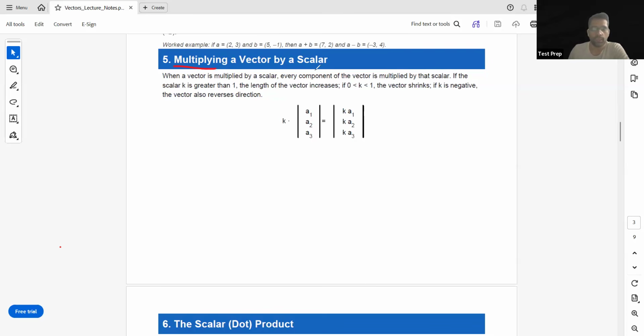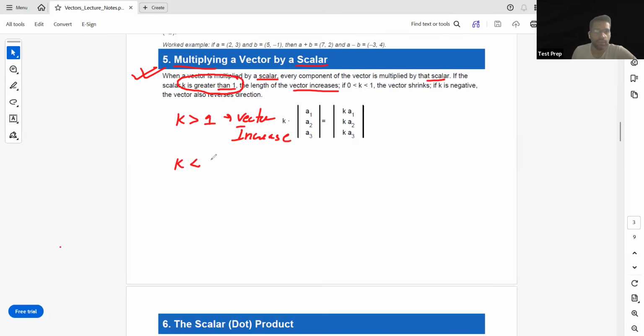Now multiply a vector by a scalar. When a vector is multiplied by the scalar, every component of the vector is multiplied by that scalar. If the scalar k is greater than 1, the length of the vector increases. Sometimes they ask the question in this language: if any vector is multiplied by a scalar greater than 1, what will be the effect on the vector? Either it increases, decreases, or will remain the same. So when we are multiplying by k more than 1, the value of the vector increases.